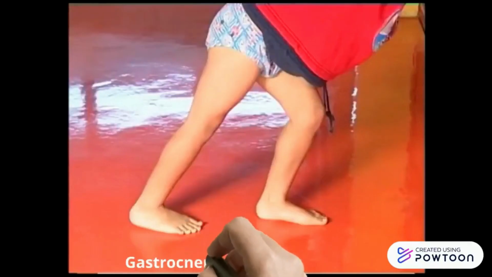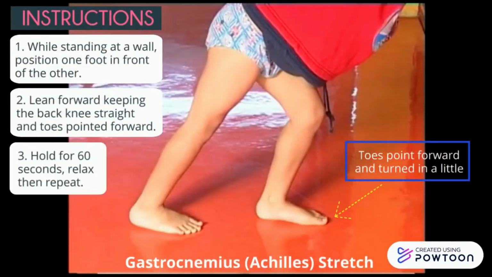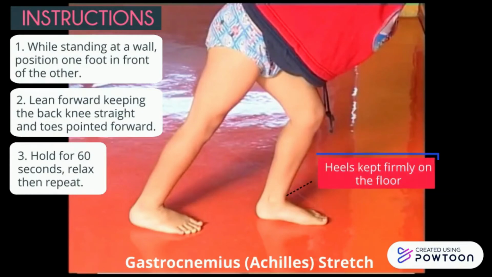Firstly, for gastrocnemius stretch, the patient must stand at a wall. While standing at the wall, position one foot in front of the other. Then, lean forward, keeping the back knee straight and toes pointed forward. Lastly, hold for 60 seconds, relax, then repeat it again.